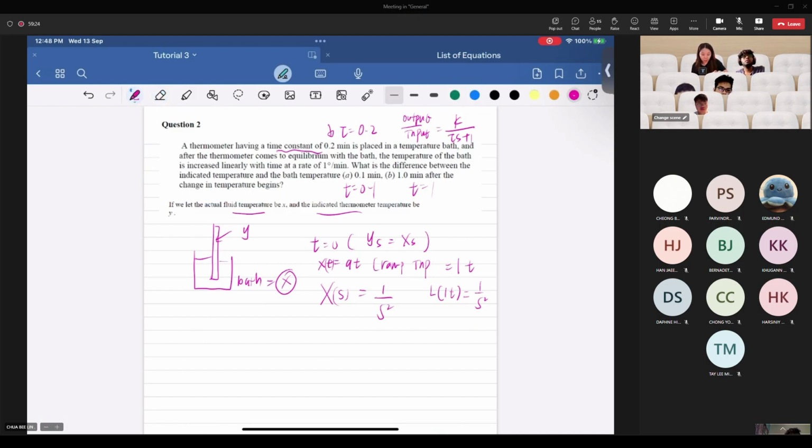So ramp input means AT. In this case, per 1 minute, how many degrees do they increase? It's 1. So if per 1 minute I increase by 5, then I have 5t. If per 1 minute I increase by 10, then it's 10t. Generally it is represented as BT or AT, where A or B stands for the change per 1 unit of time. Like this question, it is 1 degree per minute. So you represent this as xt equals 1t. When you change this to xs, then it will be 1 over s squared.